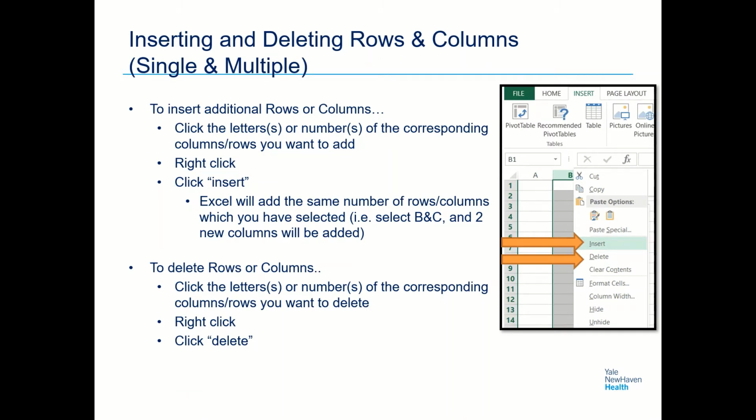If you'd like to insert or delete columns and rows, either single or multiple, this is how to do it. So to insert additional rows or columns, click the letters or numbers of the corresponding rows or columns, so either the top of your spreadsheet or the left-hand side, the bar. Right mouse click and then click Insert. So the example here, if you select B and C from the top bar so that they're both highlighted, and then right mouse click and then click Insert, it will add two columns.